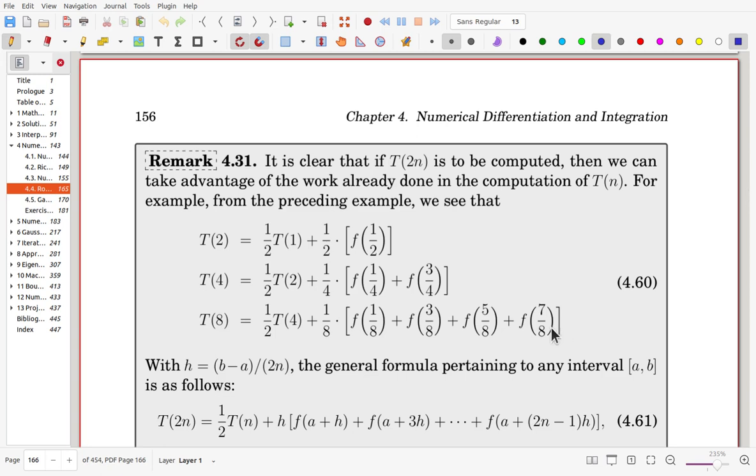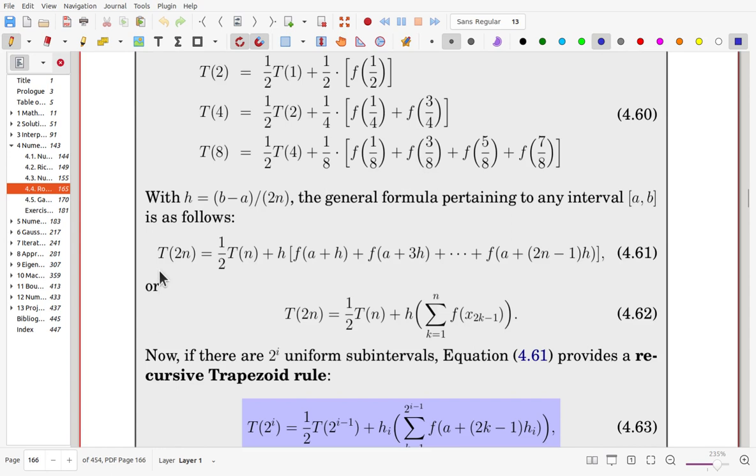So in general, we can write down this one into this formula. T at 2n is same as half of Tn plus the grid size, so that is now current the subinterval size, and then here intermediate evaluations. So they are added to the half of Tn. Then we can get here T of 2n. Okay, that is the recursive trapezoid rule.